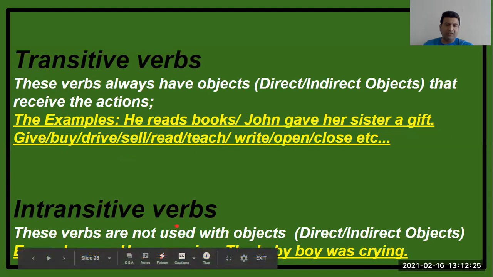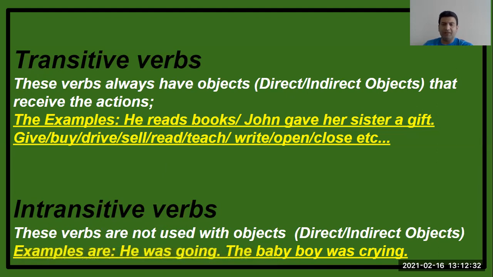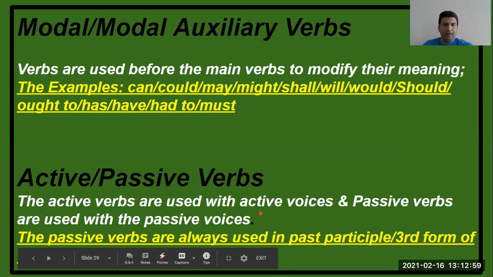And next we have intransitive verbs. They are opposite to the transitive verbs as they do not take direct or indirect objects in sentences. The examples are he was going. So this going is an intransitive verb because it does not have an object. Similarly, the baby boy was crying. This crying is also an intransitive verb because it doesn't take direct or indirect objects.